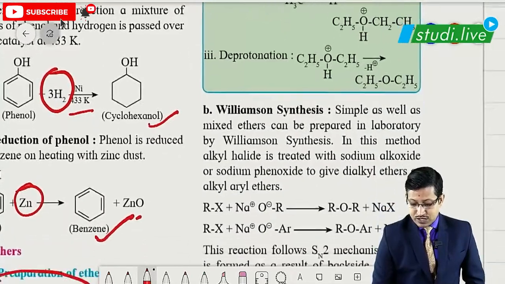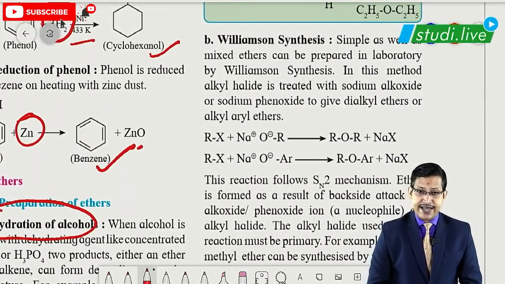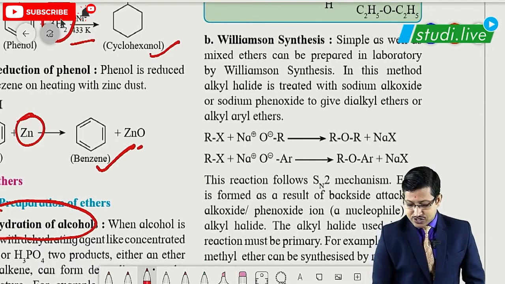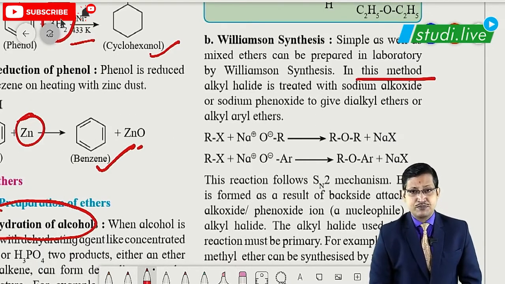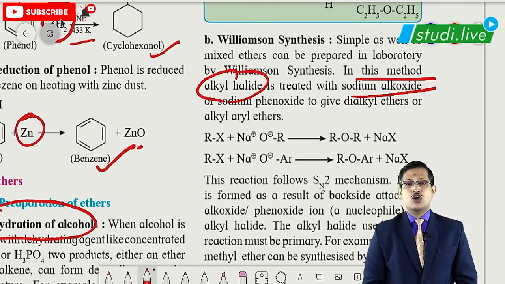Moving on, the well-known reaction, Williamson's synthesis reaction for the preparation of ethers. Now in this method, what exactly happens? Alkyl halide is treated with sodium alkoxide.